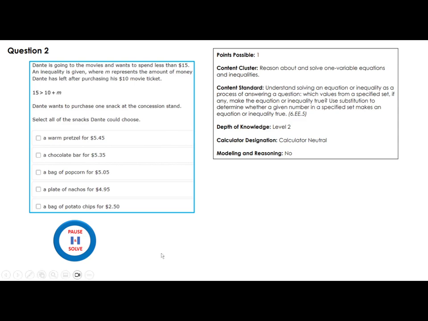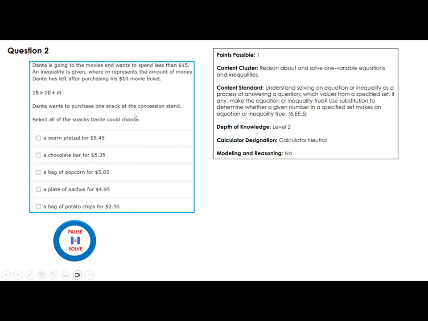Hello and welcome. Dante is going to the movies and wants to spend less than $15. That's all he wants to spend. An inequality is given where M represents the amount of money Dante has left after purchasing his $10 movie ticket. So $10 is the ticket, and whatever he spends in total here should still be less than 15.